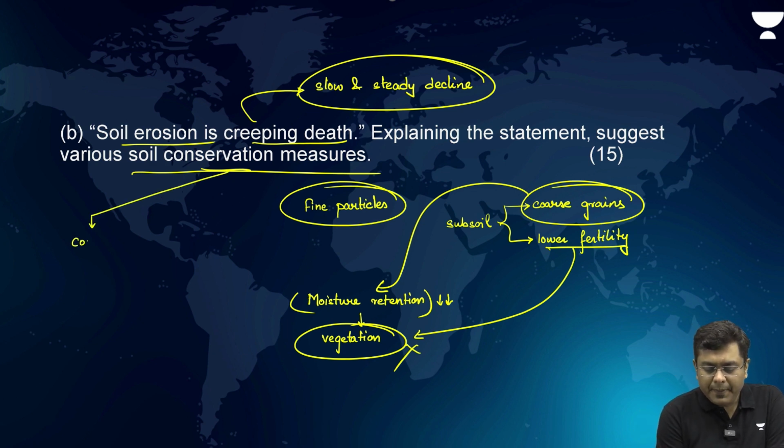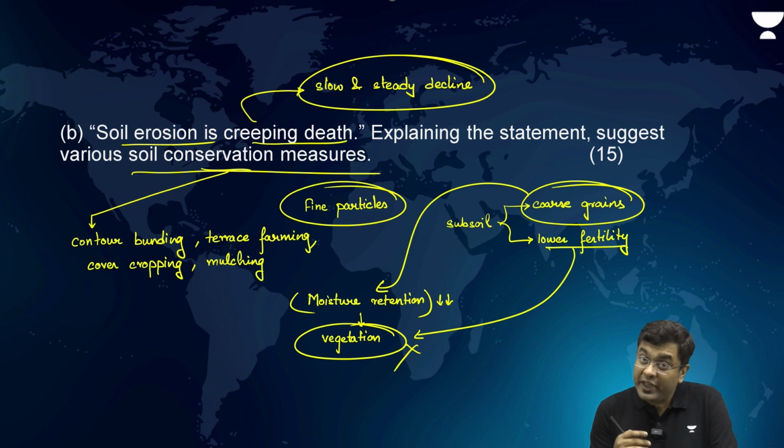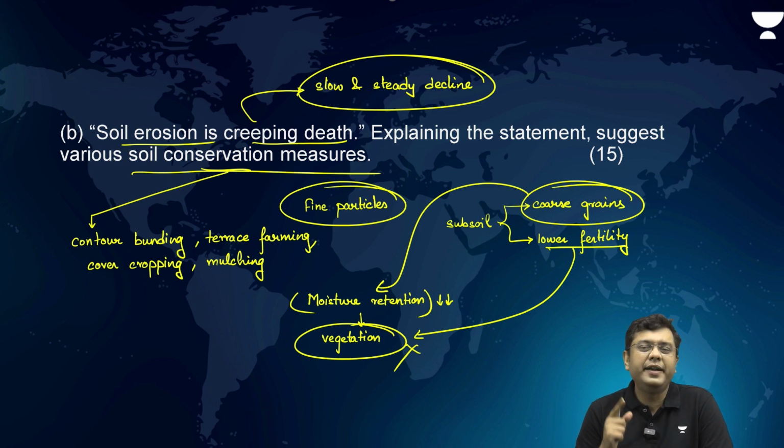Contour bunding, terracing or terrace farming, then cover cropping, where you plant any crop in order to prevent the exposure of the soil to the agents of nature. Then, for example, mulching, right, like that.